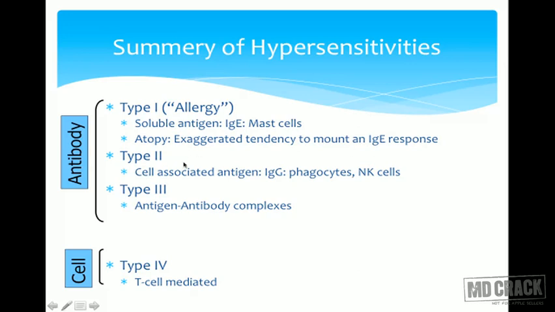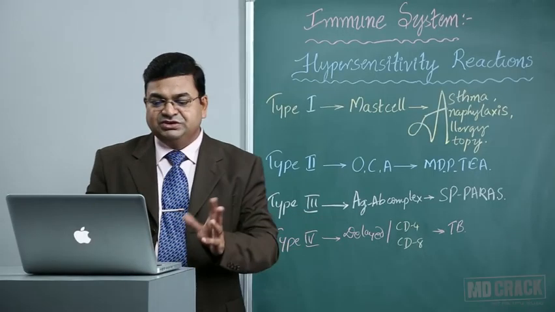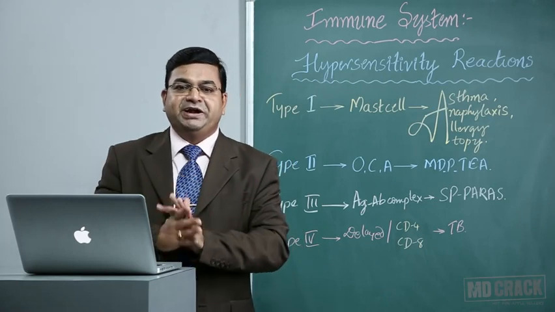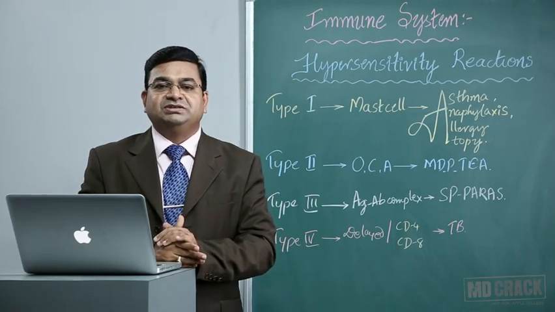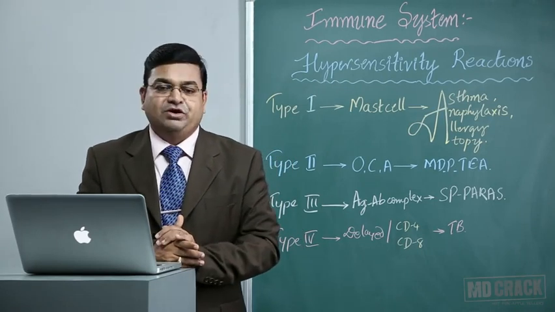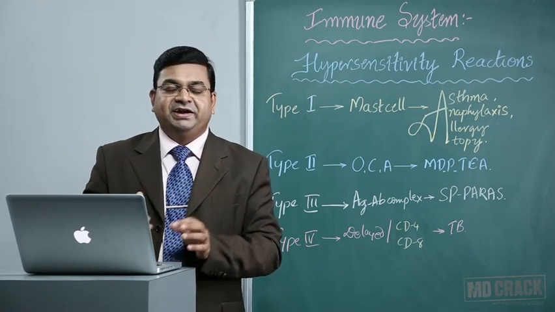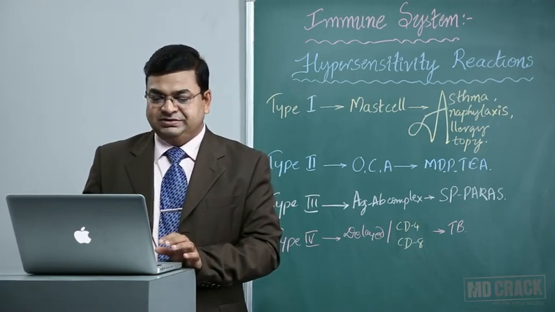Type 2 is again antibody mediated. Again remember the examples, MDPT. Type 3 is mainly antigen antibody complex mediated. We'll see in detail about these autoimmune reactions in the next topic. Type 4 is cell mediated, and the classical example is tuberculosis.